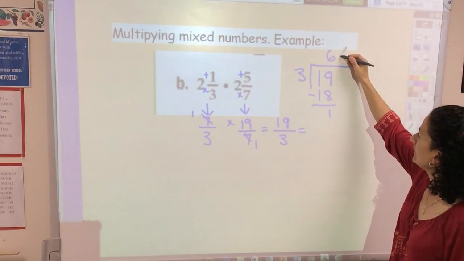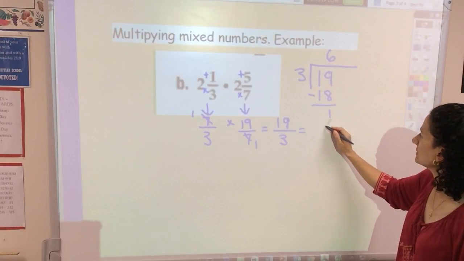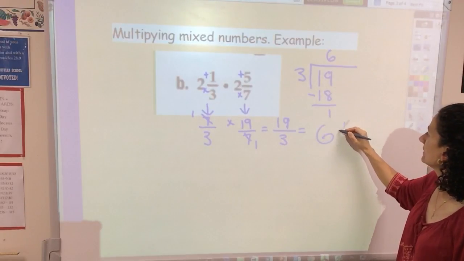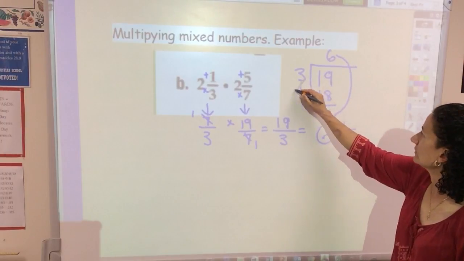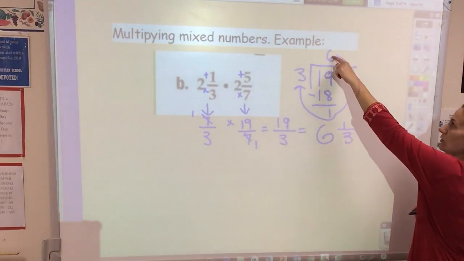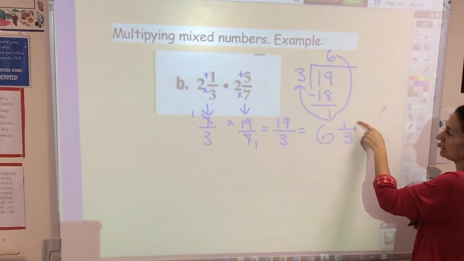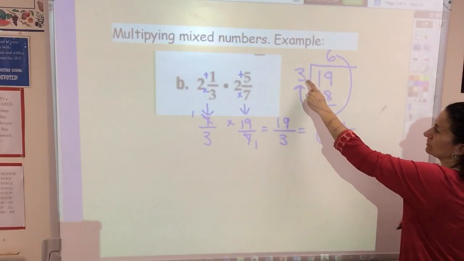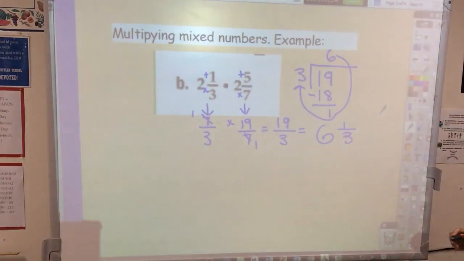And when you look at the results I have here, you can see the mixed number. It's 6 wholes and 1/3. 6 and 1/3. Your whole number is your quotient, your remainder is your new numerator, and your denominator is still the same, what you were dividing by, your divisor.